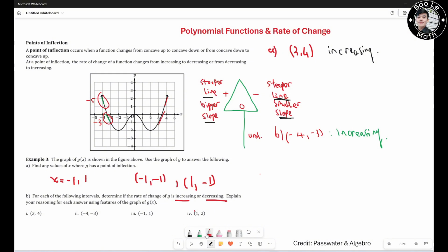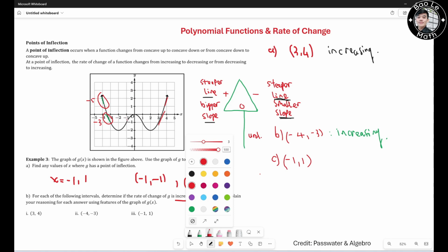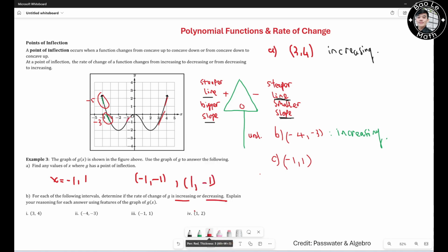Now let's move on to question C. -1 to 1. Alright, -1 to 1, which means this guy right here. Alright, and you see that the function is concave down. Because the function is concave down, the rate of change is decreasing.